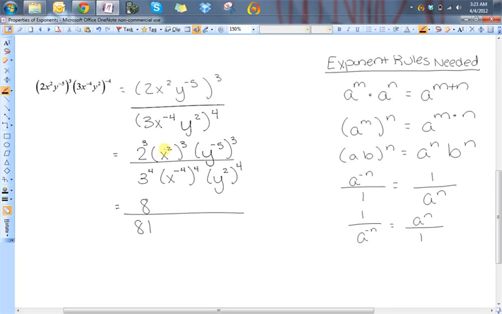Okay, x squared cubed, the way I'm going to do that is use this second rule here that says if you have something raised to a power and raised to a power again, you just multiply them. So it's going to be x to the 6th. Y to the negative 15th. X to the negative 16th, and y to the 8th.